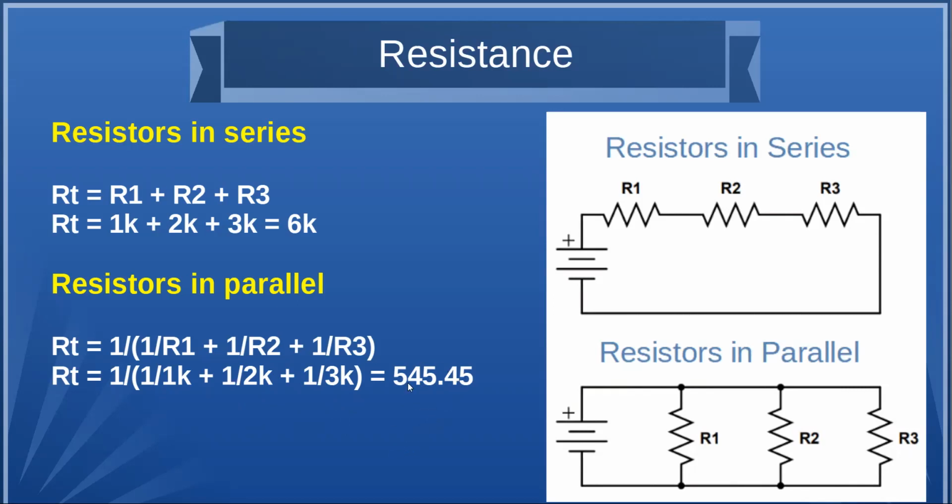And again, you notice the value is less than the smallest value of the combination. It's always going to be smaller. If one of them was infinite, it would be equal. So it's always going to be smaller. So on the exam, that's going to make sure you got the right answer, if it's at least smaller than any of the ones in the circuit.